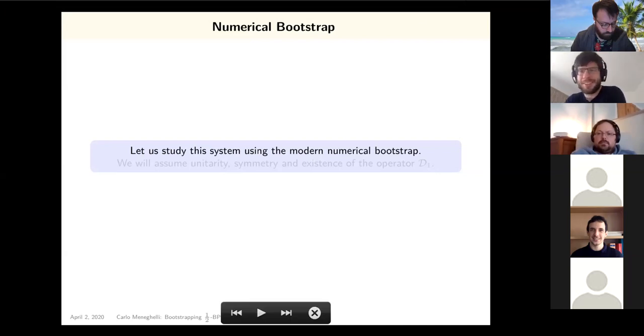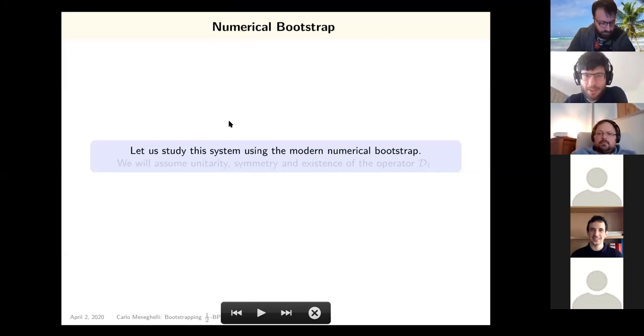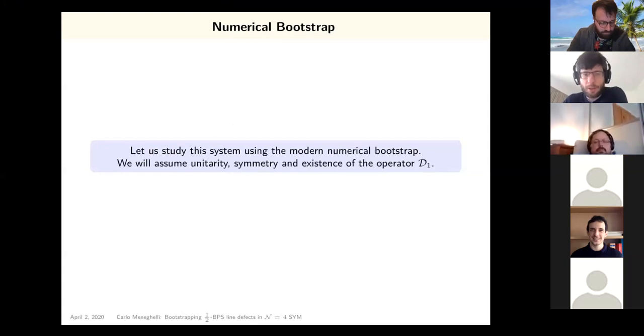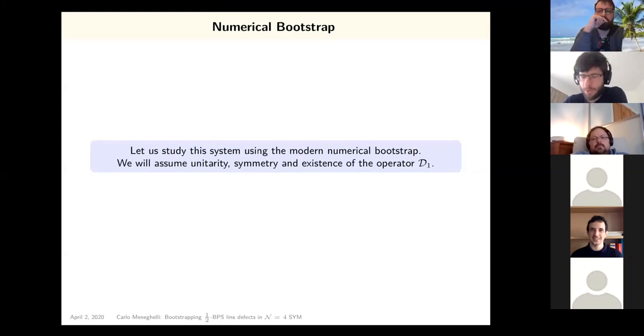Okay, should I start? Okay, yes, let's start. So now let's switch gears and go to more modern numerical bootstrap and then some analytic results. But first, in the modern numerical bootstrap, I will essentially make almost no assumptions at all, just unitarity. So first of all, I will focus on type A, so ignore the existence of the bulk and just live on the line. I will assume unitarity on the line, the symmetry, which is OSP(4*|4), and the existence of the operator D1, which should be there if this line is embedded in a bigger theory because it is the super displacement operator.